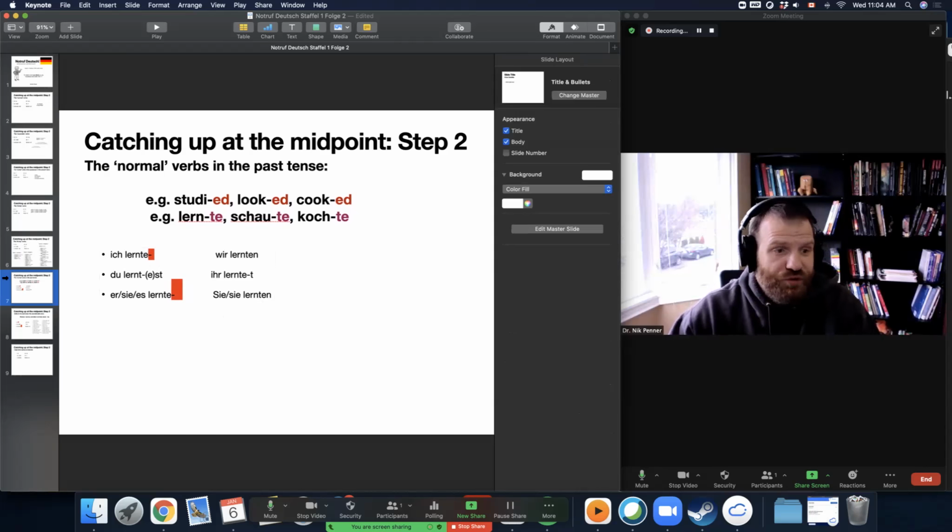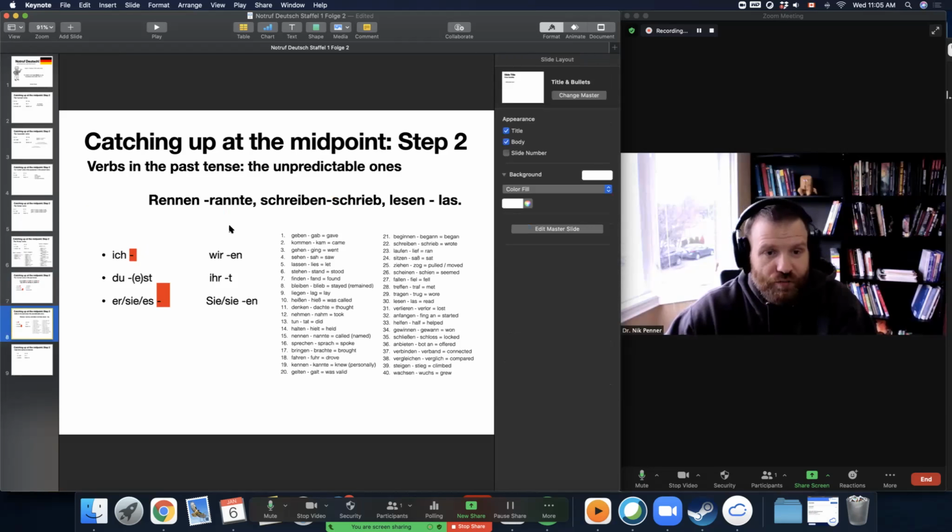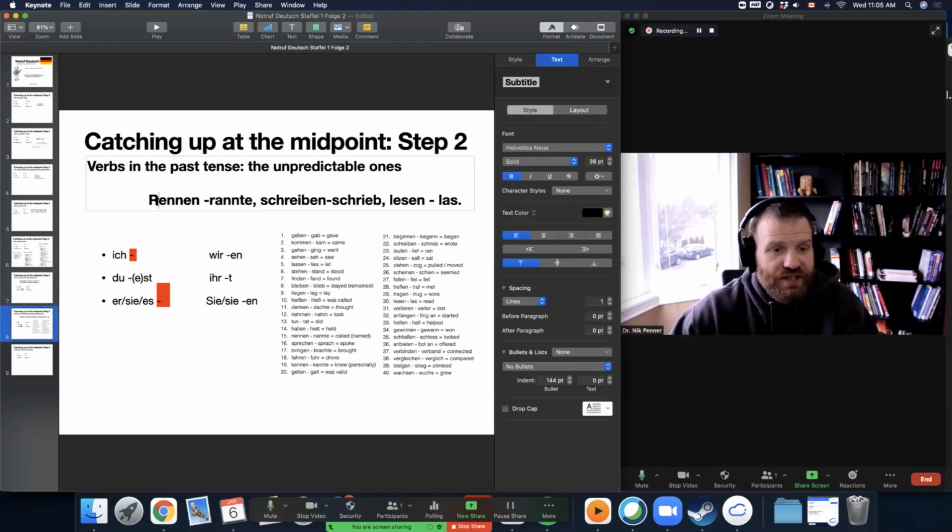Well, life wouldn't be what it is if things were this easy, because unlike these easy verbs that just add t, a lot of verbs don't add t, they change more, or maybe in addition to t. So for example, rennen, which means to run, turns into rannte. It changes the vowel and it adds a t. Schreiben turns into schrieb, lesen turns into las. So you can't predict.